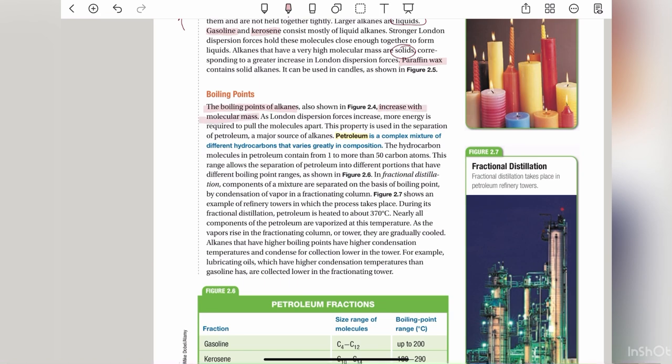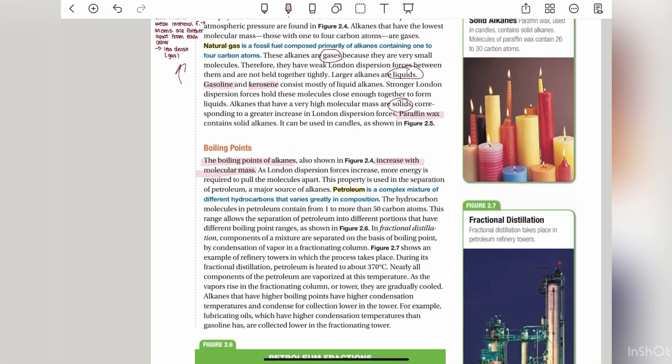And then this is again tied to London dispersion forces, because as London dispersion forces increase, more energy is required to pull the molecules apart. And then this all goes back to the fact that London dispersion forces are stronger when molecular mass is greater. It also affects the boiling point. This property is used in the separation of petroleum, which is a major source of alkanes.